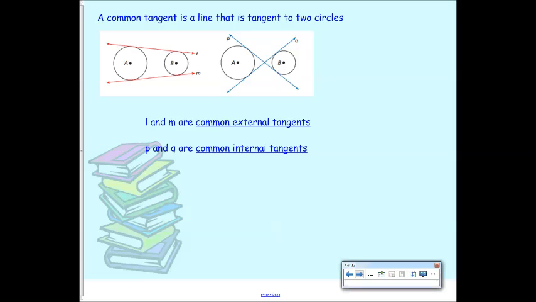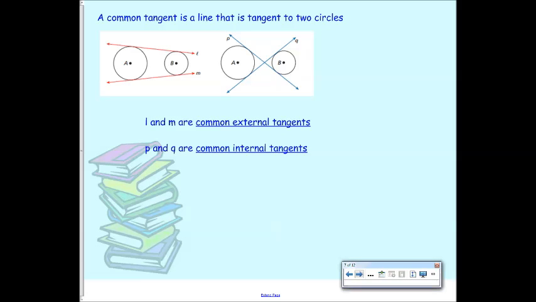They're not perpendicular. They would be to some radius, but just visually, what's the difference between the red and the blue? Yeah, the red ones are on the outside of the circles. The blue ones go where? They cross in between. They make a what? An X. So those are called common internal tangents because they make an X.